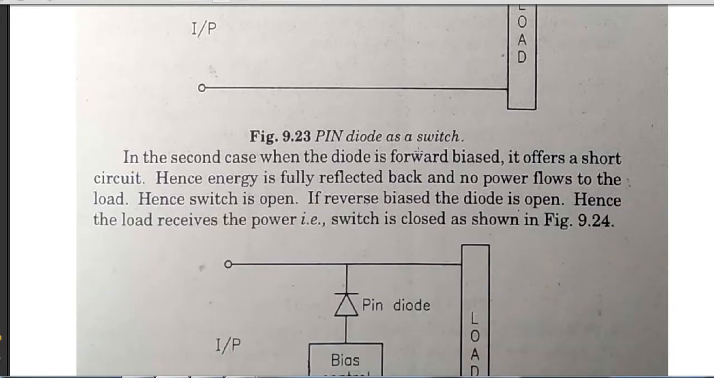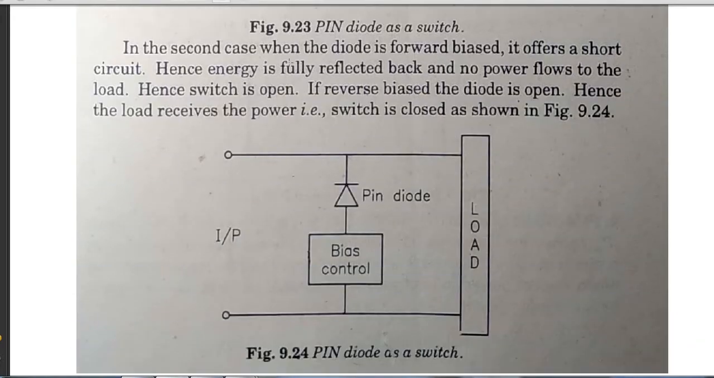Now in the second case, when the diode is forward biased, this PIN diode is used as a switch, but it is connected in parallel to the circuit.